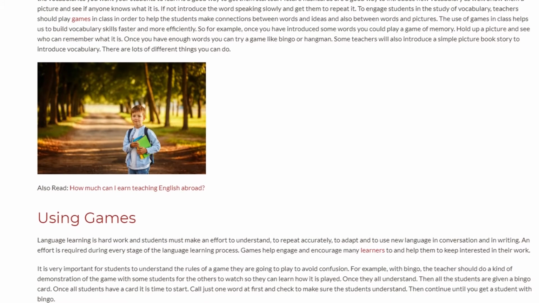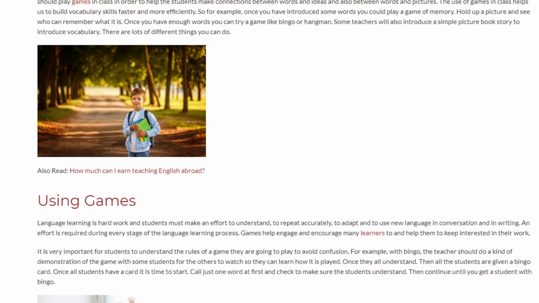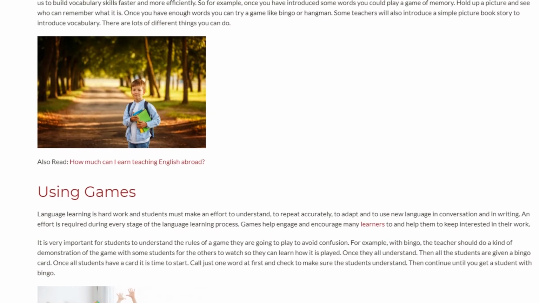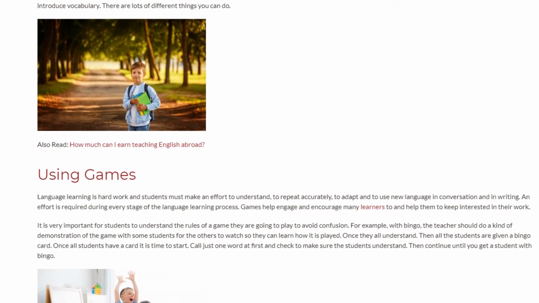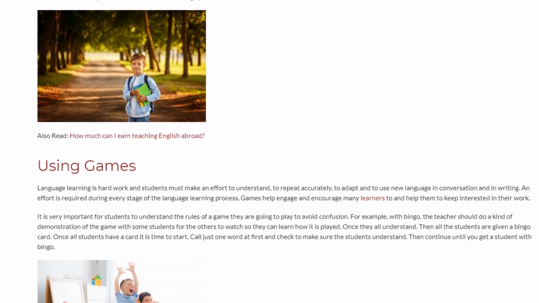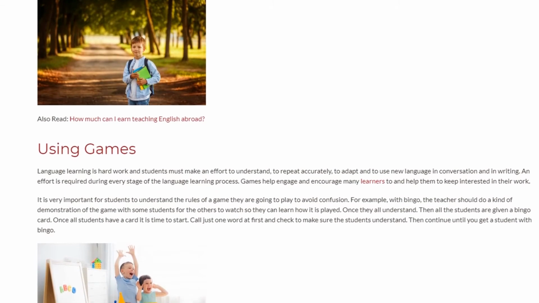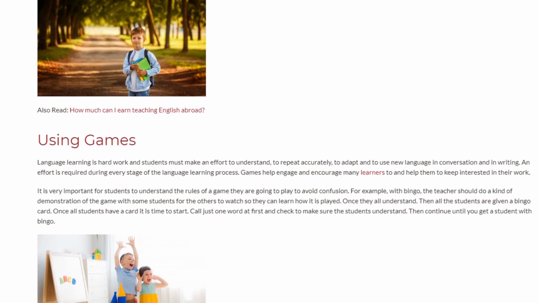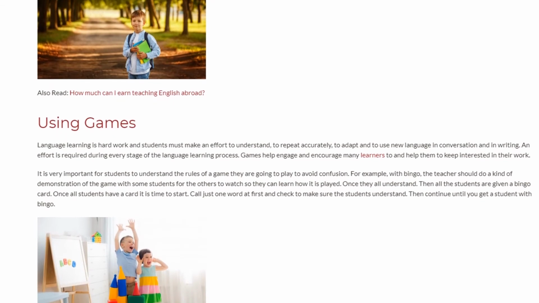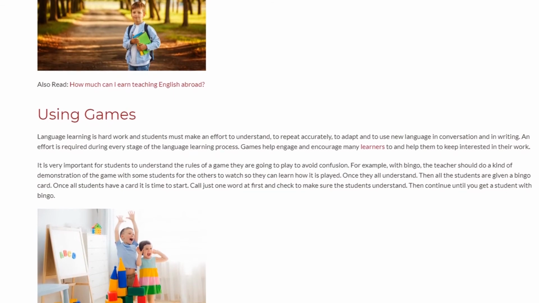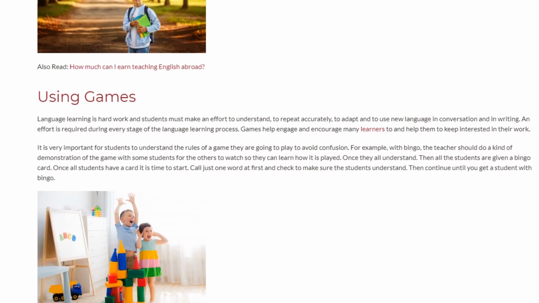Using games. Language learning is hard work and students must make an effort to understand, to repeat accurately, to adapt and to use new language in conversation and in writing. An effort is required during every stage of the language learning process. Games help engage and encourage many learners and help them to keep interested in their work. It is very important for students to understand the rules of a game they are going to play to avoid confusion. For example, with bingo, the teacher should do a kind of demonstration of the game with some students for the others to watch so they can learn how it is played.